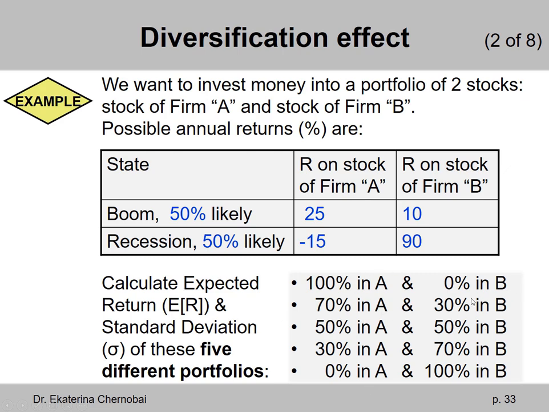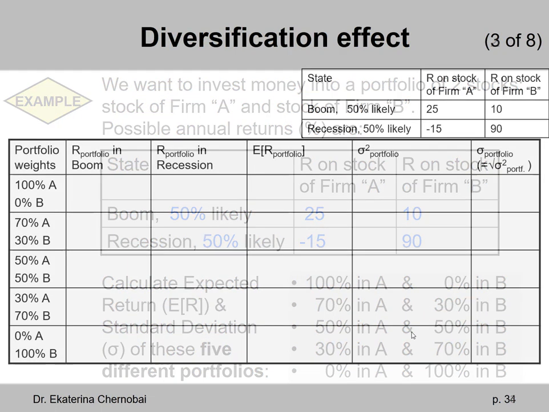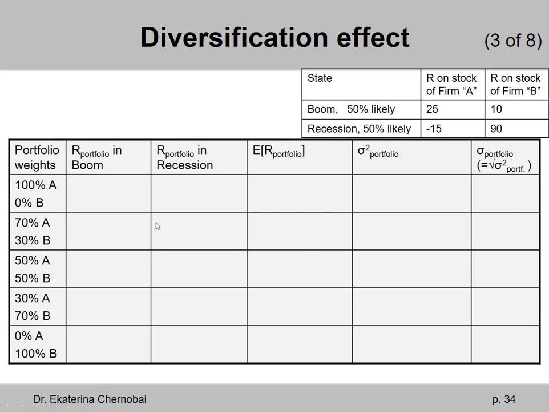Essentially, we're going to be doing a lot of repetitive calculations. They will be very similar. We will be just changing the weights throughout all the calculations. Okay, so let's start with the top left cell. The first entire row is the first portfolio, in which 100% of our money is invested into A. Essentially, it means just A. And then the next rows are the other 4 portfolios.